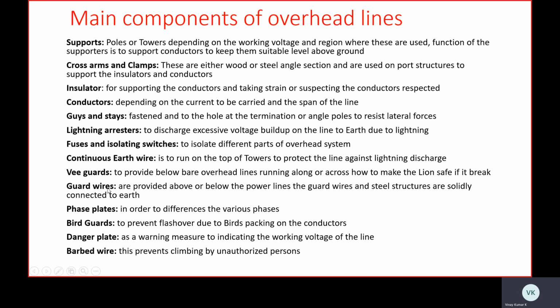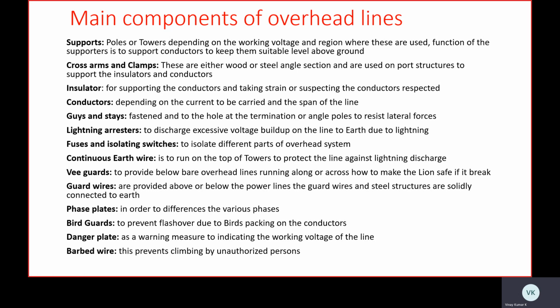The next thing is guard wires, and these are provided above or below the power lines. The guard wires and the steel structures are solidly connected to the earth. These guard wires normally give protection to bare overhead lines, and the steel structures are mainly used to give solid earthing to the guard wires.